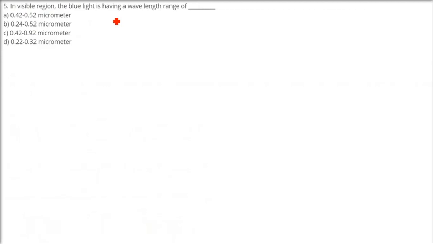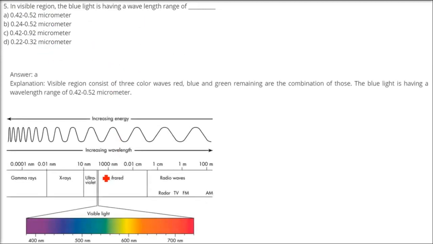In the visible region, the blue light has a wavelength range of... So we just talked about the electromagnetic spectrum, and if you see a small part of visible light, it starts just prior to 400 nanometer and goes after 700 nanometer. This is the only range, and here we have every color. I am just showing you blue, yellow, red, just to signify that blue comes first and red comes last.